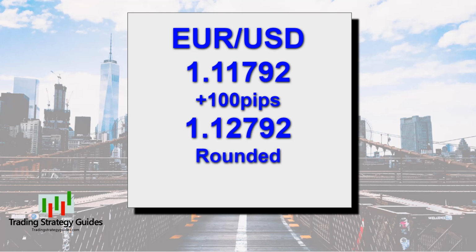In this case, I would usually just say 1.1279, rounding down from the 2 points. If the price were 1.12795 or higher, then I would round it up to 1.1280.